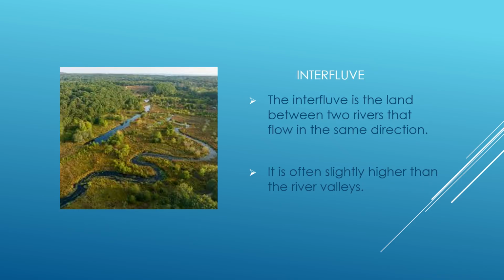So now interfluve. The interfluve is the raised land between two rivers that flow in the same direction. You can see from the picture here we have two different rivers. The interfluve is between the two different rivers. It is usually higher than the river valley on each side. Interfluves can be flat or slightly hilly and are often used for farms, villages and roads. So they help separate one river valley from another.